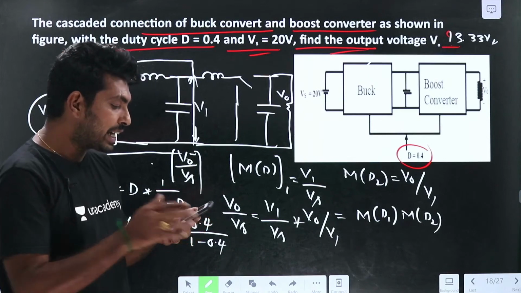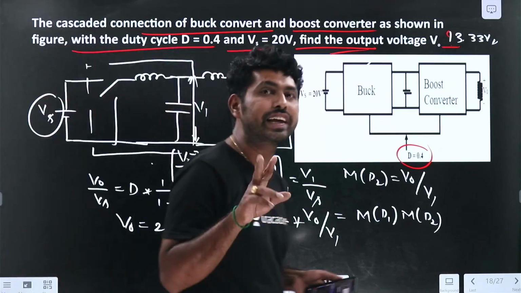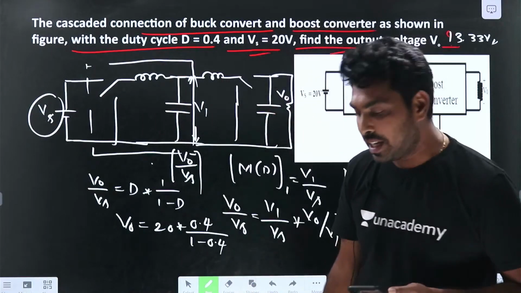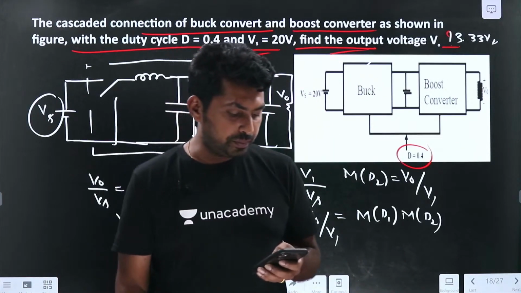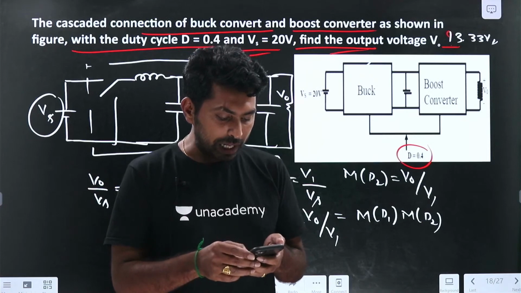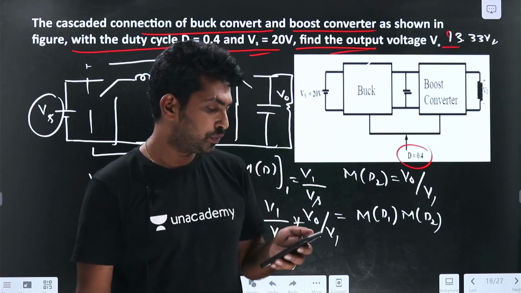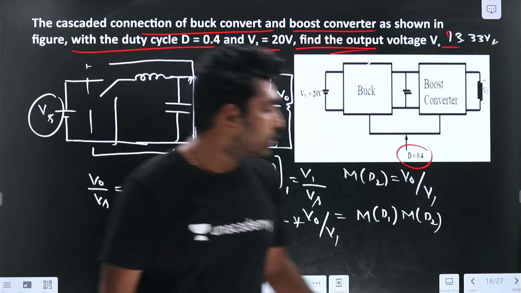So the cascaded connection is nothing but you need to multiply the gain of the two converters. So let us solve the next question.